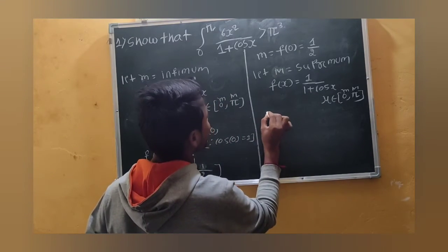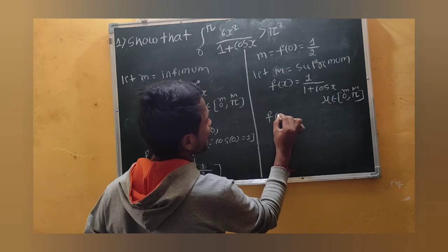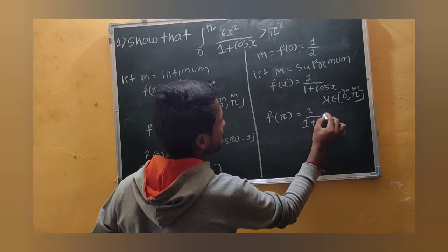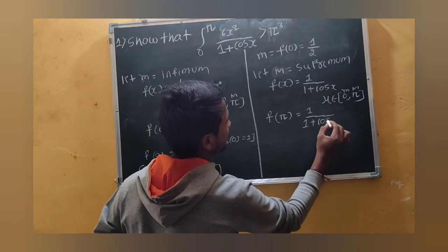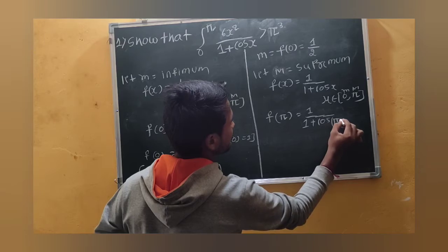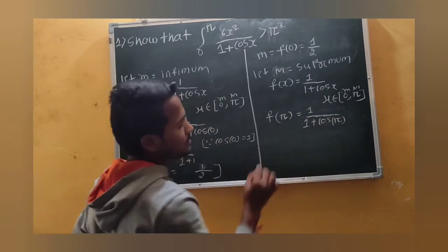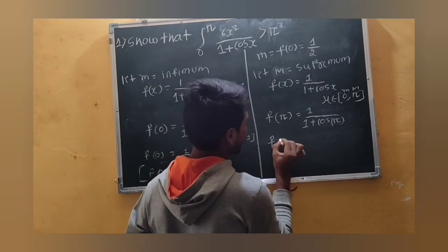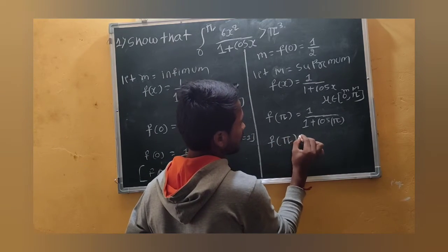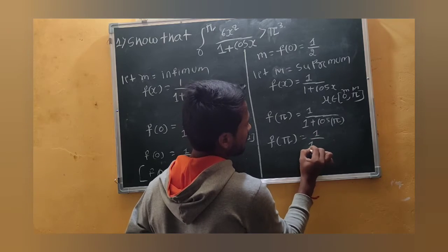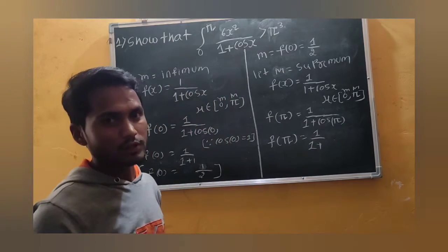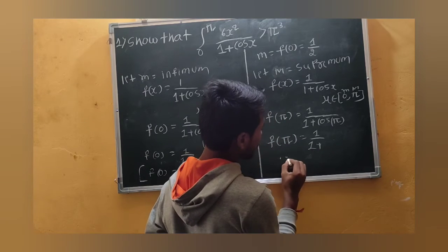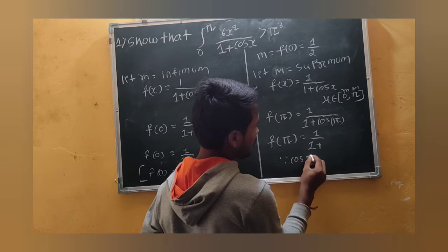So f of pi equal to 1 divided by 1 plus cos pi, putting x equal to pi at the end point. We did this in a previous class: cos pi equal to minus 1.